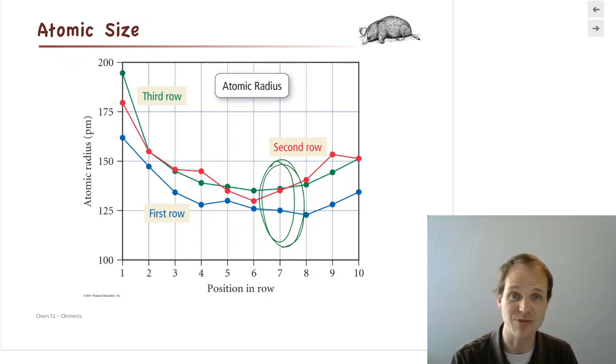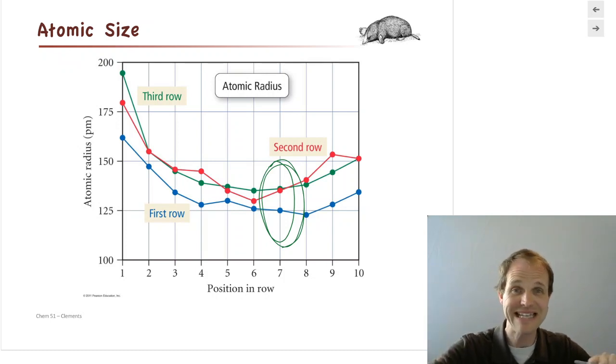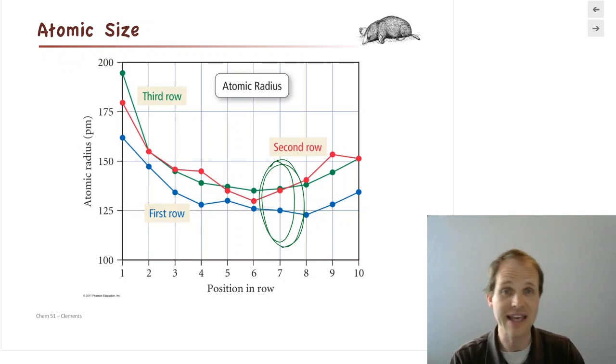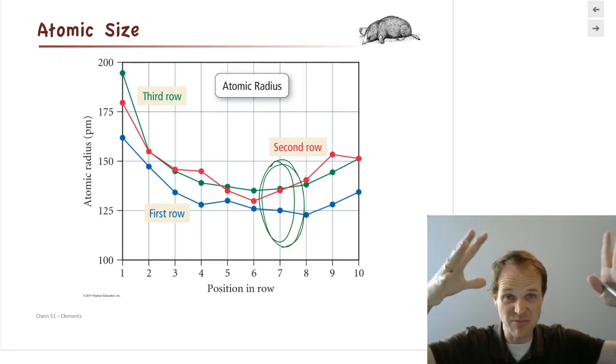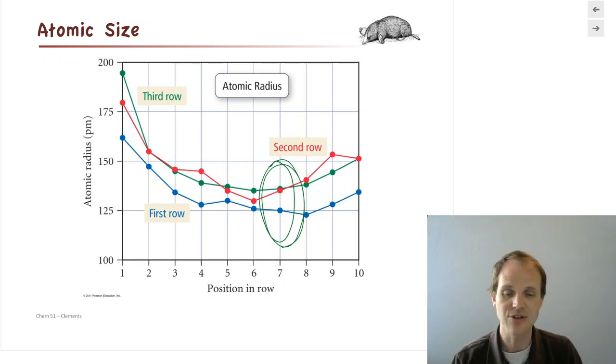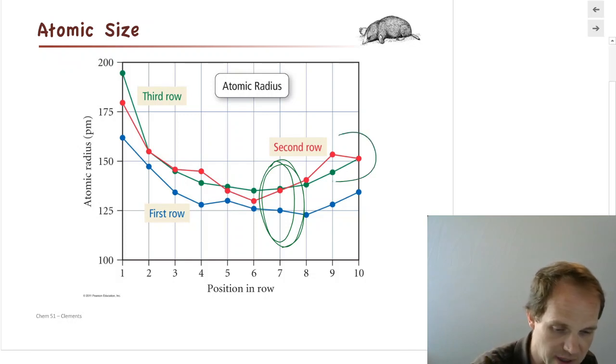However, from the second row to the third row, we also have this change in N where it should be getting bigger, but we also have these 14 additional protons that are being added from the lanthanide series. And it turns out they roughly cancel out. The bigger we get from the bigger N is canceled out by the smaller we get from having all those extra protons in the middle sucking those electrons in. And so your second row to third row atomic radius doesn't change all that much. And this second row to third row change we call the lanthanide contraction.